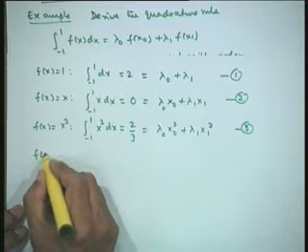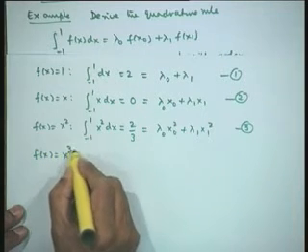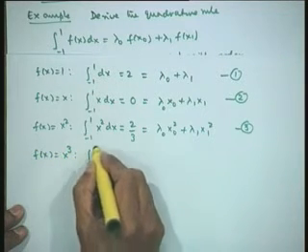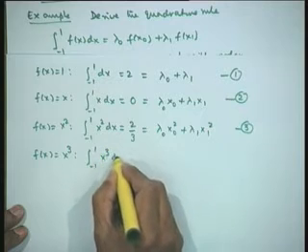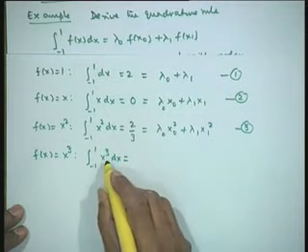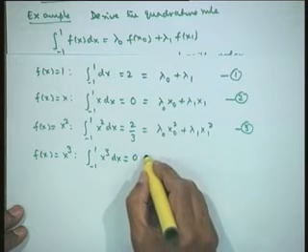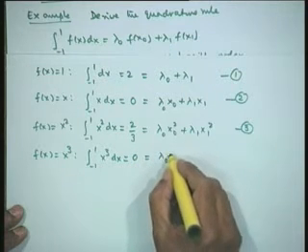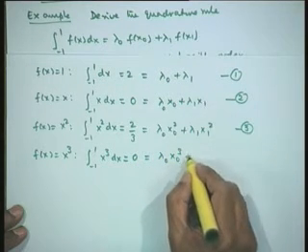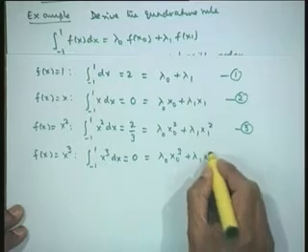Then I take f(x) equal to x cubed, therefore the integral from minus 1 to 1 of x cubed dx. This is again an odd function on minus 1 to 1, so I will have a 0 here, and this is lambda 0 x 0 cubed plus lambda 1 x 1 cubed.